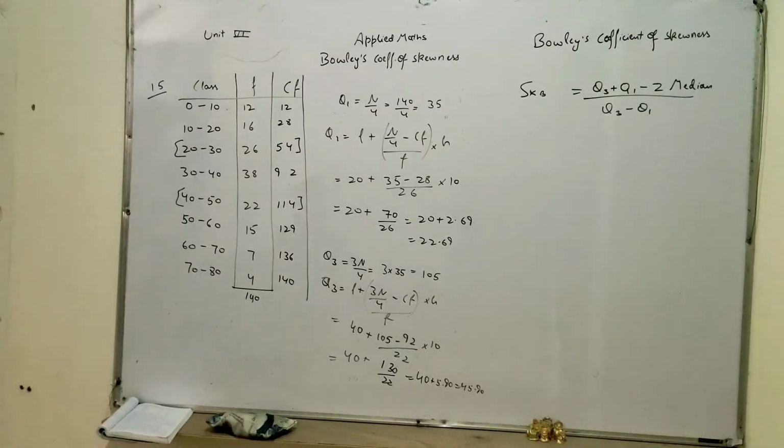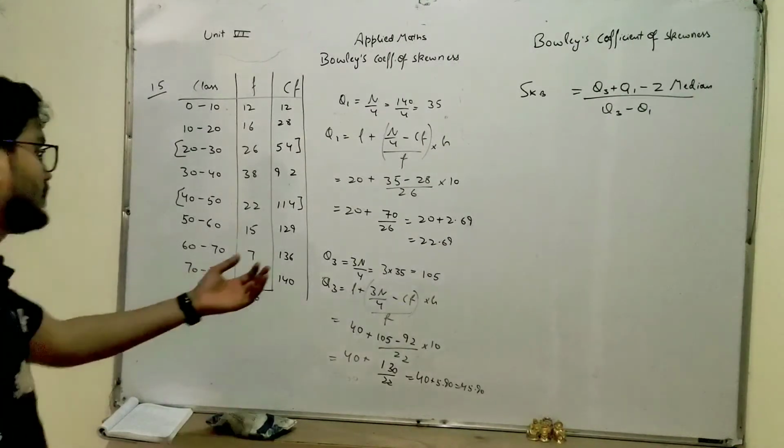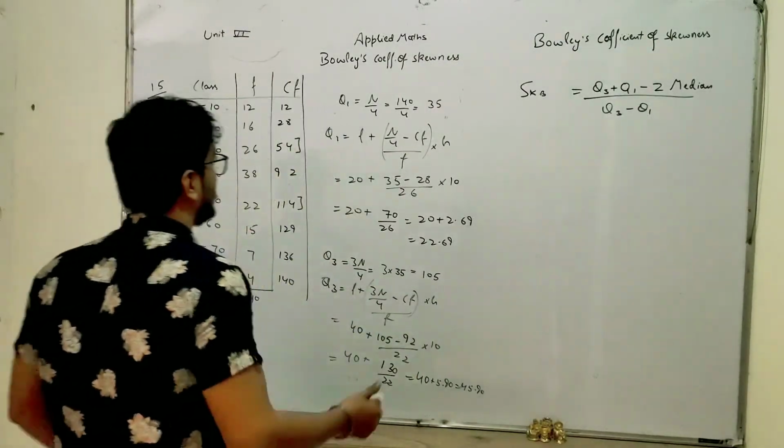So when we calculate its value, the values of Q1 and Q3 are 22.69 and 45.90. Let's find out the median.